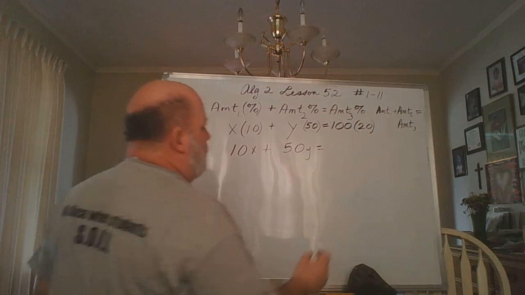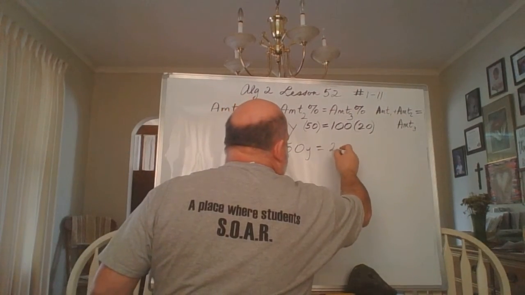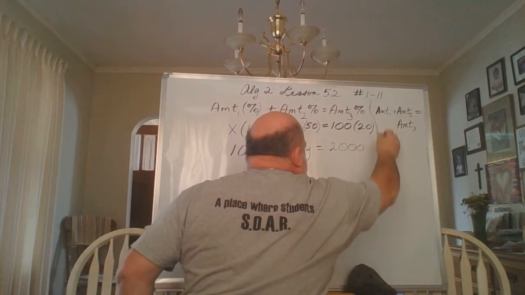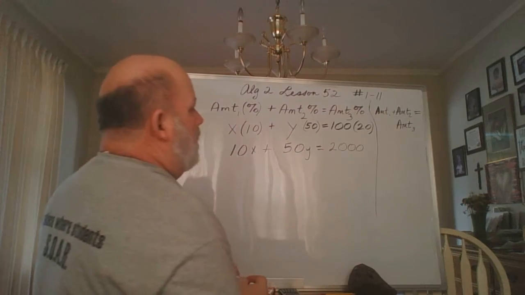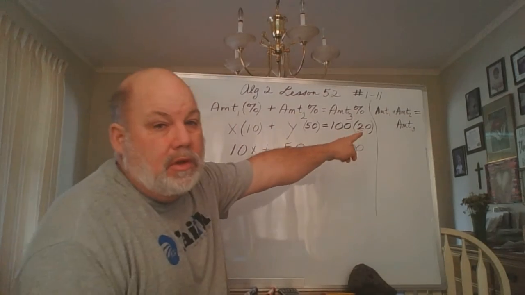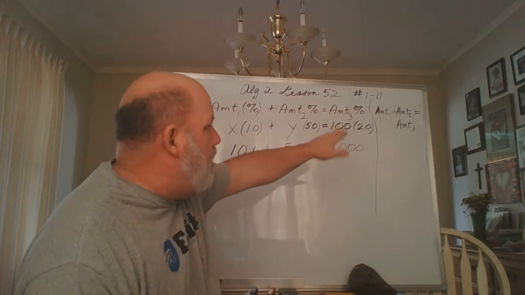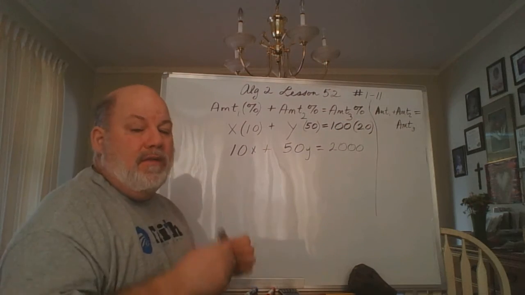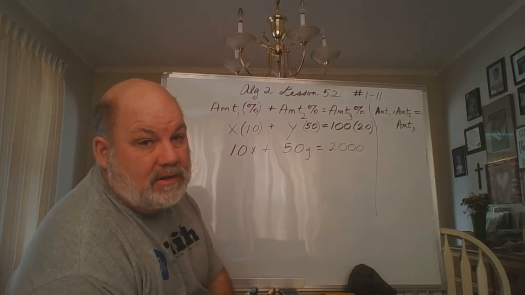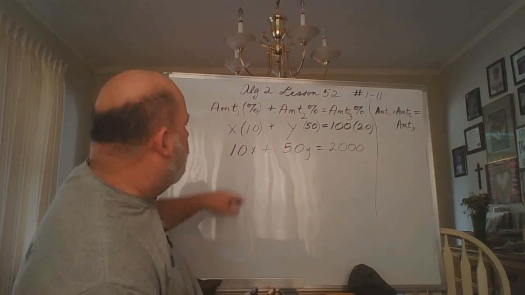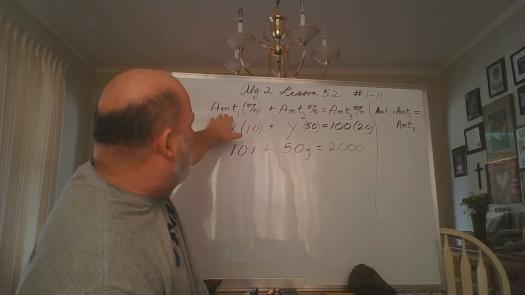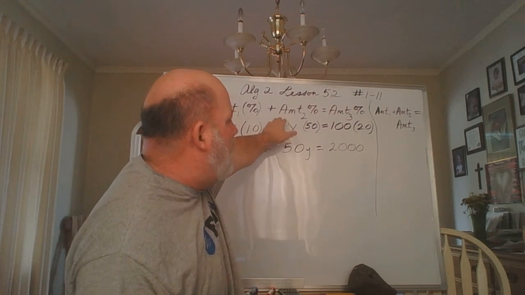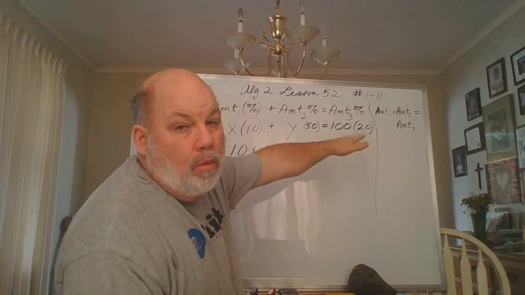And 100 times 20 gives me 2,000. Let's do a line up here. Now we get to that crucial second equation where I said amount 1 plus amount 2 equals amount 3. This is always going to be the case, and you want to write that up. This amount, the x, plus the amount y, the second amount, will equal the third amount, 100.